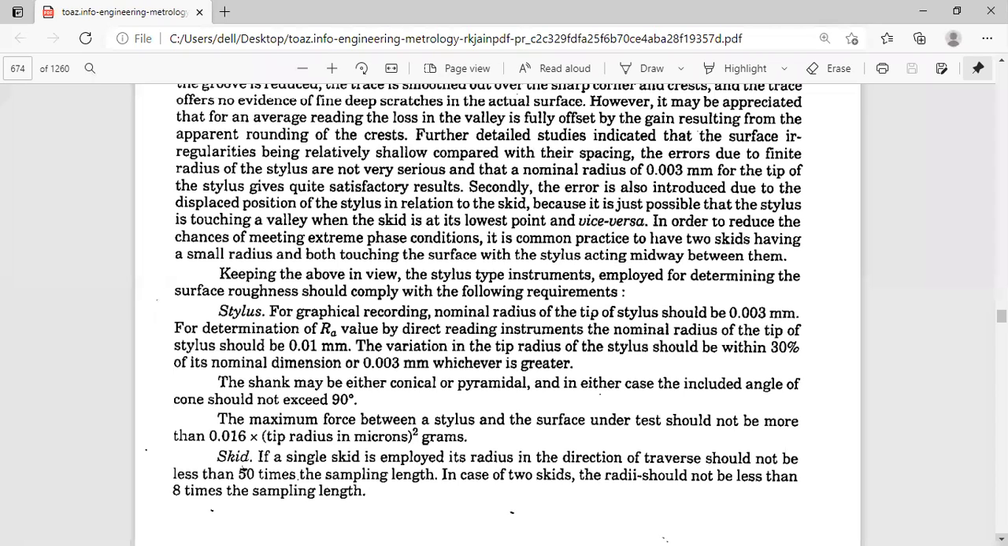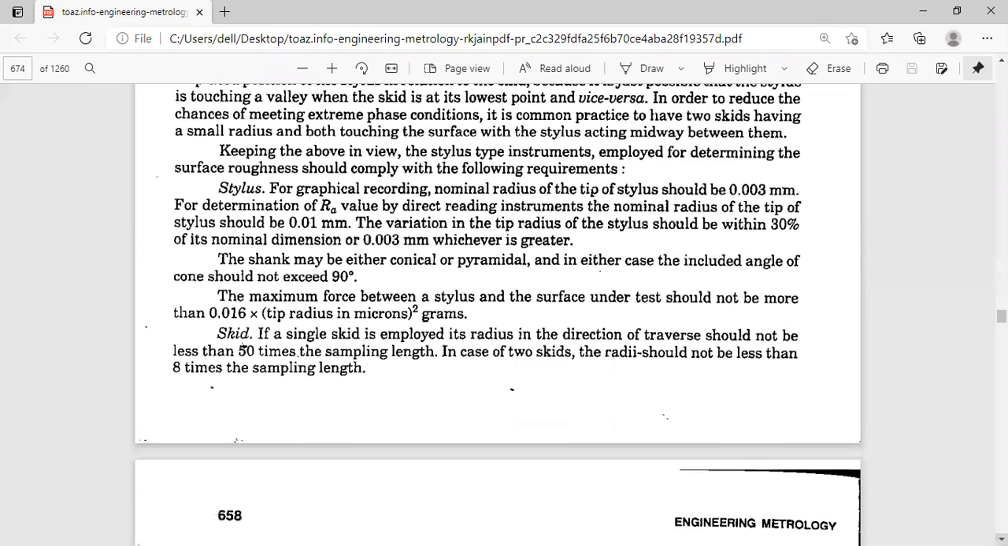And what is the maximum force of the stylus? I told you previously that you might have been given 30 milligrams, but you can give that directly, or say the maximum is 30. And how can you calculate it? By including the radius of the tip: the tip radius in microns squared into 0.016. There is a formula for that. The maximum force is given in grams. You may get 30 grams or 28 grams or any other value. You have to calculate it, as it depends on the tip radius.